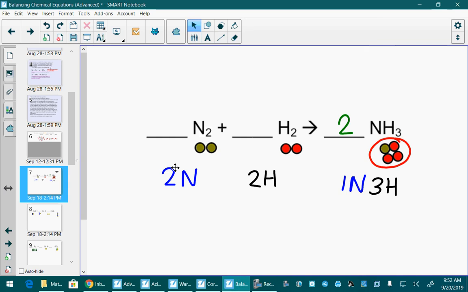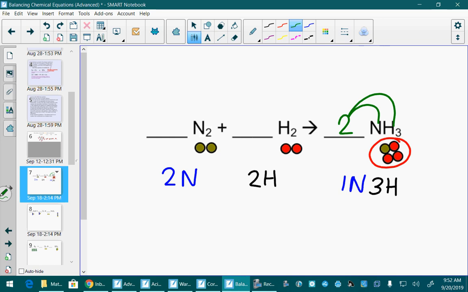So when we do that, it's like distributing in math class. We take the 2 to the N and the 2 to the H3. So when we update this, we now have 2 nitrogens and 6 hydrogens. 2 times 3 is 6. That tells us we get 6 hydrogens because each of those molecules has 3 hydrogens, so altogether we have 6. Now if we look on the left, we've got 2 nitrogens, and on the right, we've got 2 nitrogens, so that's balanced. But our hydrogens now aren't matching. We have 2 on one side and 6 on the other.